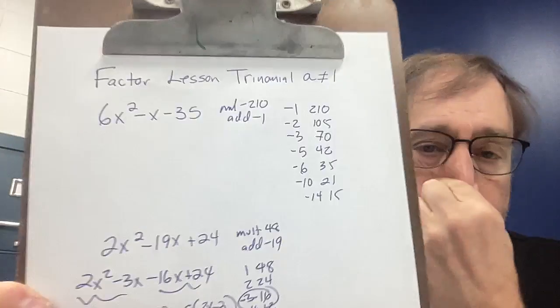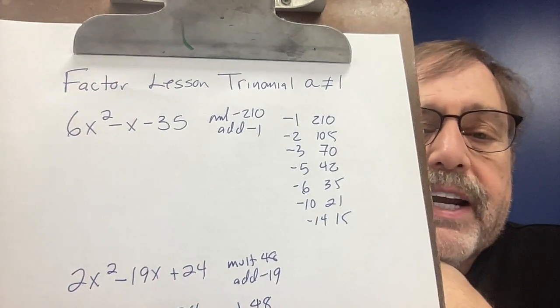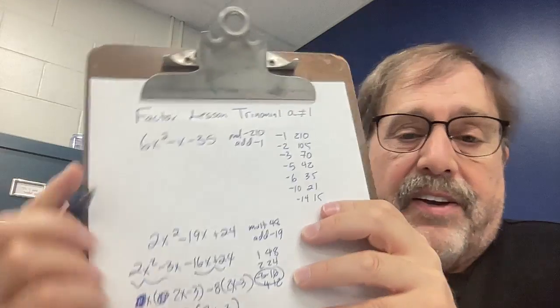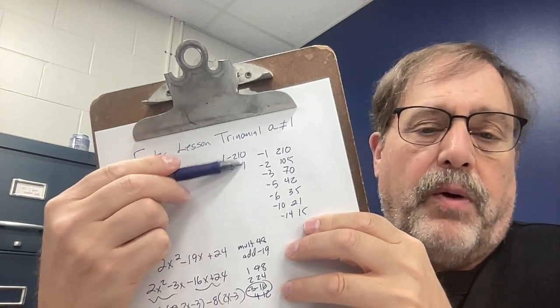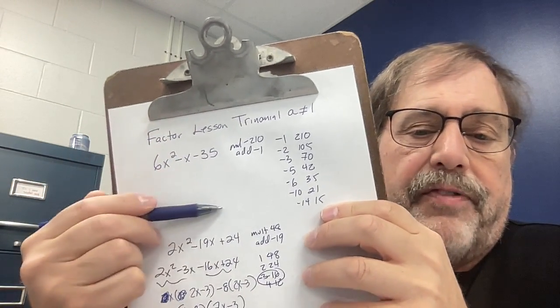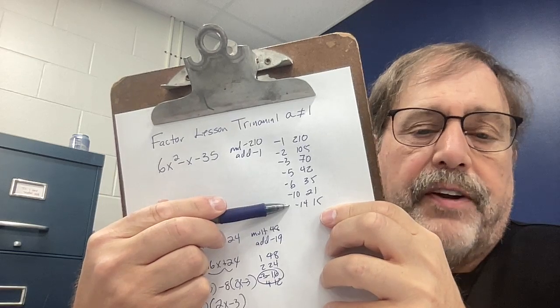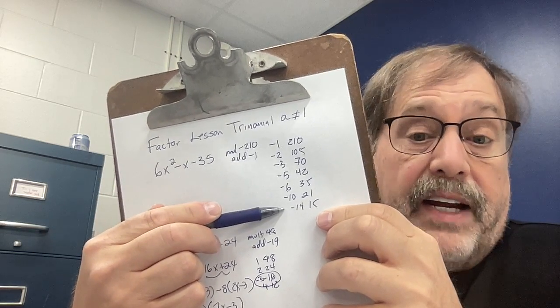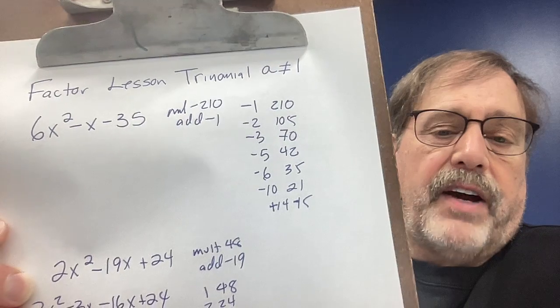Okay, multiplies to be 210, adds to be -1. Again, you might want to have fun trying to do it. But if that doesn't happen, you're going to go in order. And you can see I went 1, 2, 3, 4, 5, 6. And finally, when I got to -14 and 15, that multiplies to -210. I want it to add to -1. So I have to switch my plus and minus around. And I've got positive 14, negative 15, and that's going right where the x is.